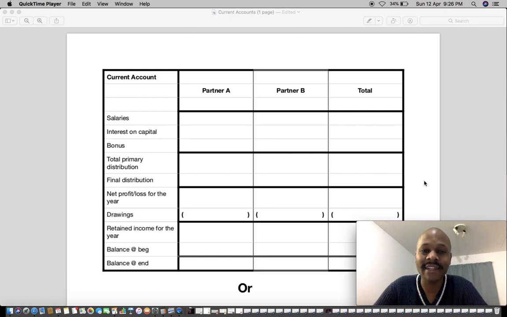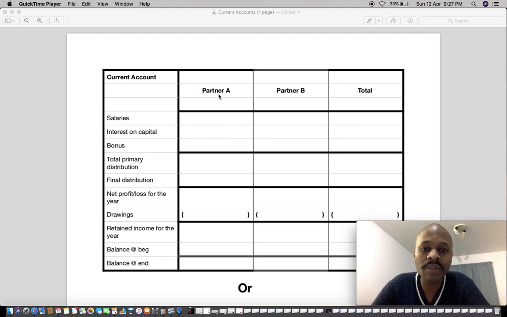Grade 11s, hi. Today we are doing the current account note. This is the note we prepare to measure the worth of each partner in the business. And this worth is determined by the capital contribution made by each partner in the business.